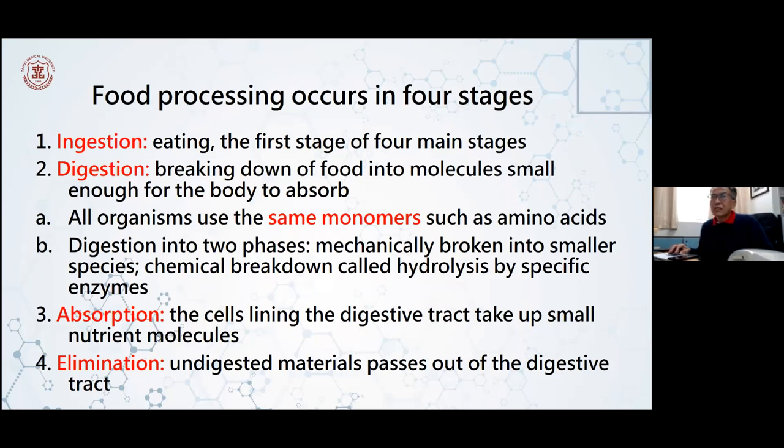So the third step is absorption. The cells lining the digestive tract take up the nutrient molecules and absorb the nutrients into the body. And finally, the elimination. Elimination is when undigested material is passed out of the digestive tract, like feces or stool, okay? So these are the four stages of food processing: ingestion, digestion, absorption, and elimination.